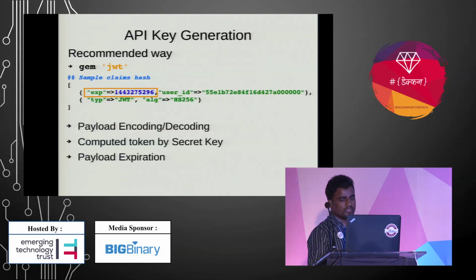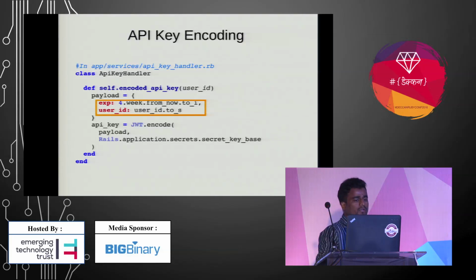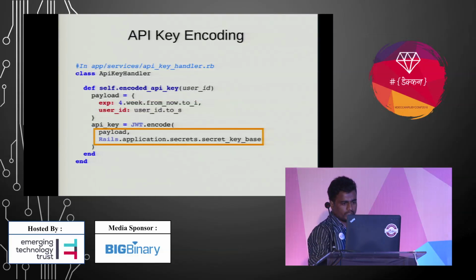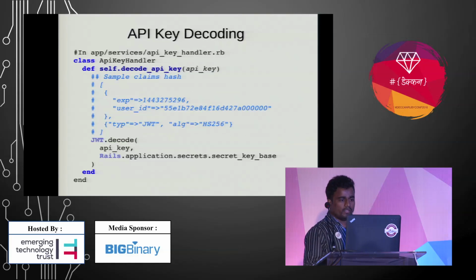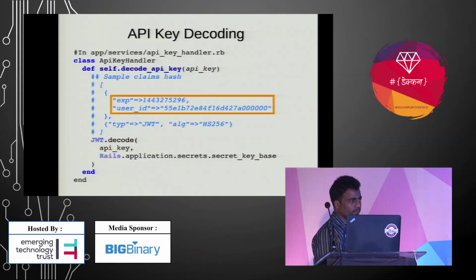So let's see how to generate a key. For key generation, I have built a simple service class, which is encoding my payload using the Rails secret key base and the payload given, and I am getting the encoded API key back. And for decoding, I am using the same Rails secret key base and getting my payload back. So you can identify your users from that payload.